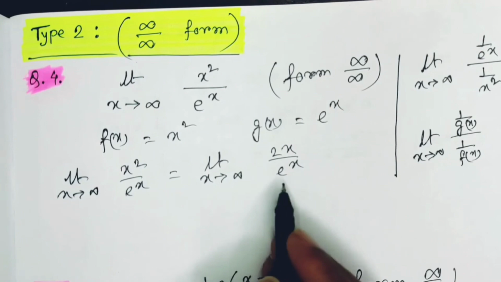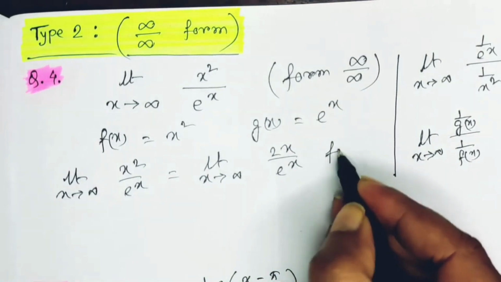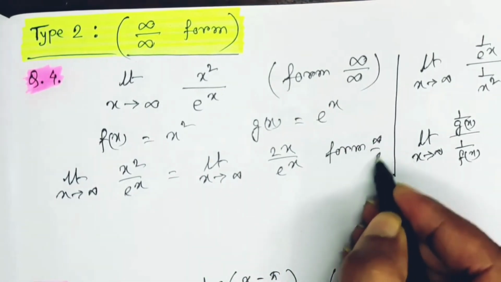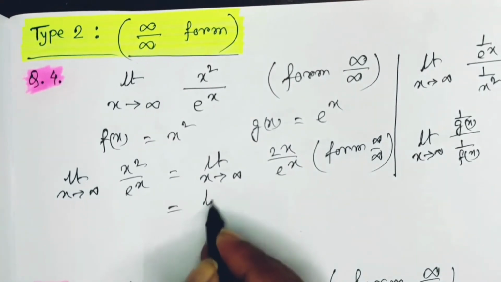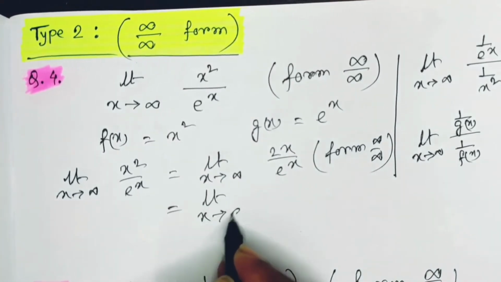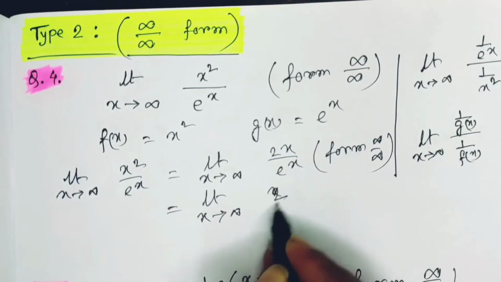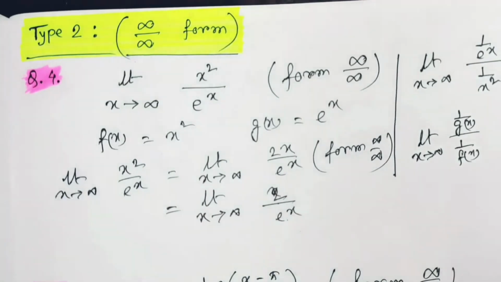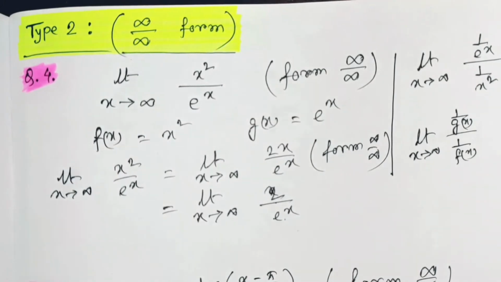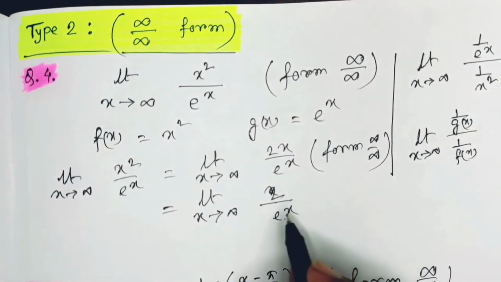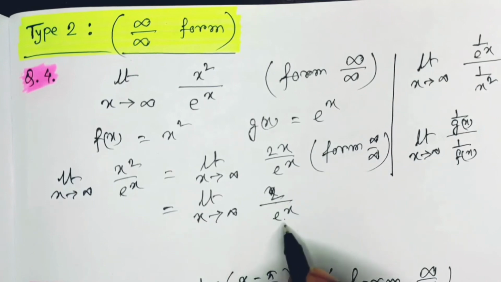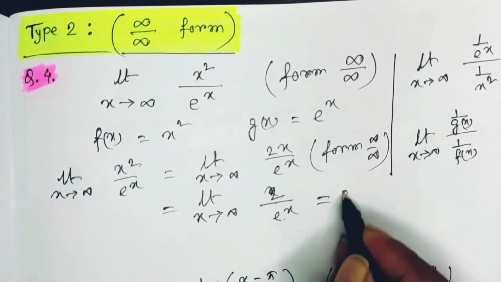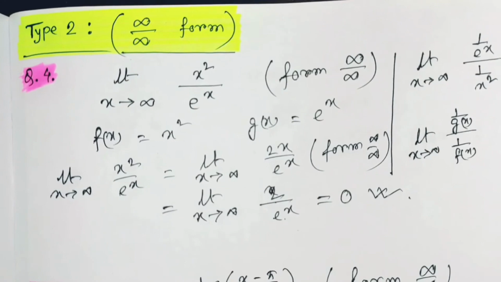Now if we substitute, it is again in the form of infinity by infinity, yes. So we repeat the process. It gives us 2 divided by e to the power x. Now e to the power infinity is in the denominator, which is not in the form of infinity by infinity anymore. So we get 2 by infinity, and anything divided by infinity is 0. So the limiting value is 0 here.